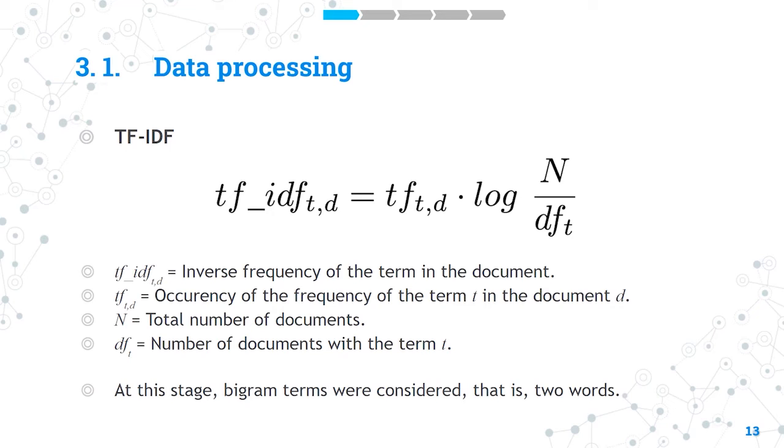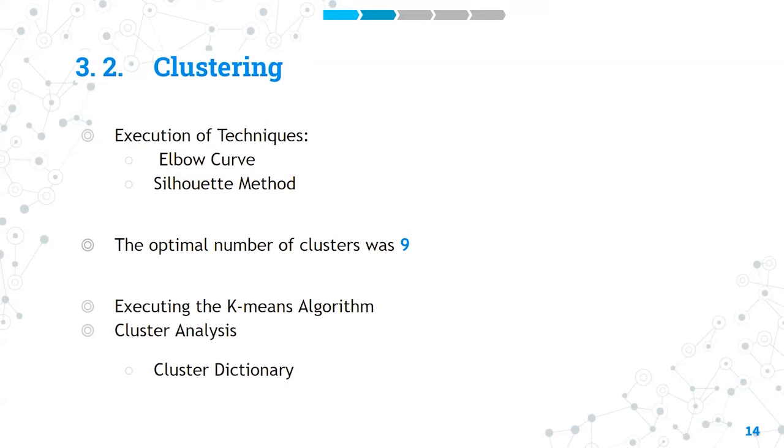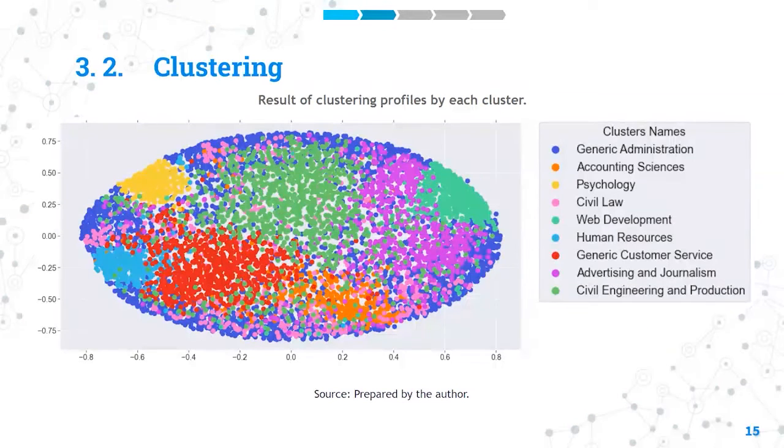TF-IDF is the inverse frequency of the term in the document, and after the calculation of this frequency, we can calculate our elbow curve and silhouette method in order to find the optimal number of clusters. That was 9. And we executed the k-means algorithm and made a cluster analysis, creating a cluster dictionary to understand better which clusters were formed in this clusterization.